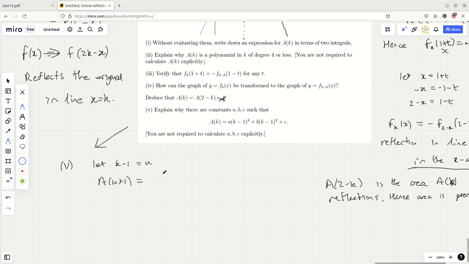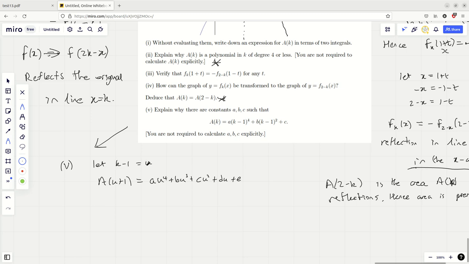It's a quartic. We know it's a quartic, we said it was a quartic earlier up in part 2. So I can write it as a quartic in terms of u. It doesn't matter: if a of u is a quartic, then a of u plus 1 is a quartic. So you could write it as a u to the 4 plus b u cubed plus c u squared plus d u plus e.